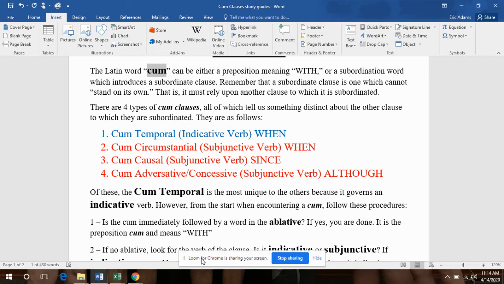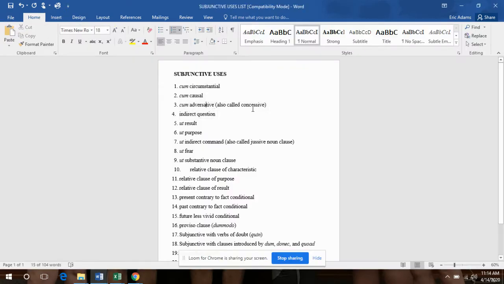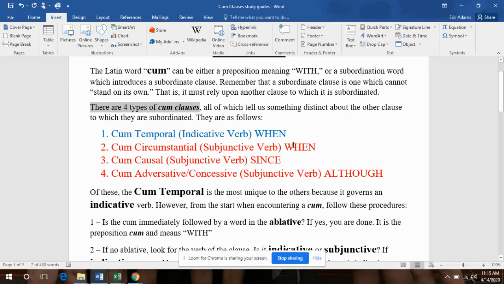Now, there are four main types of cum clauses. Cum clauses were listed on the subjunctives here as only being three. That's because there is also a type of cum clause that is not going to be a subjunctive use. It is instead going to be an indicative usage. So, this is what you do.